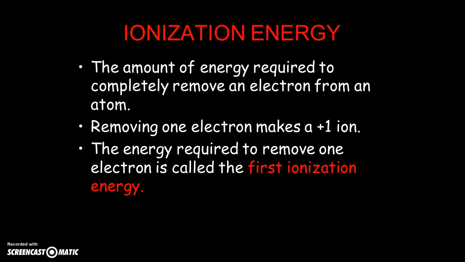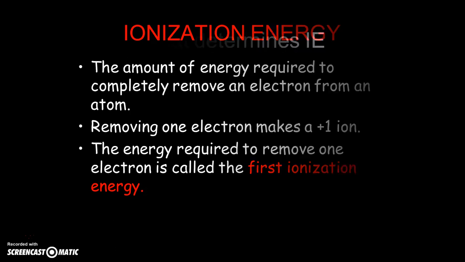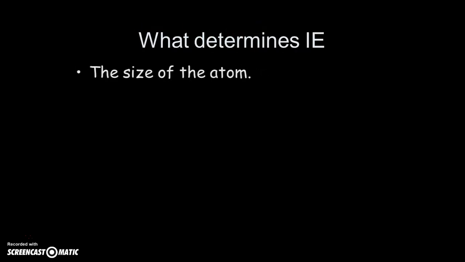But it takes energy to remove electrons from atoms because we have to break the attraction between that electron and the nucleus. So that amount of energy needed to remove an electron is called the ionization energy. And basically what determines ionization energy is the size of the atom.